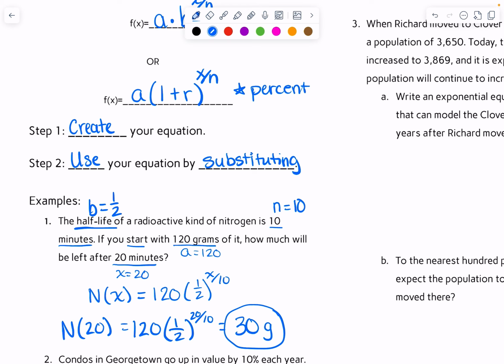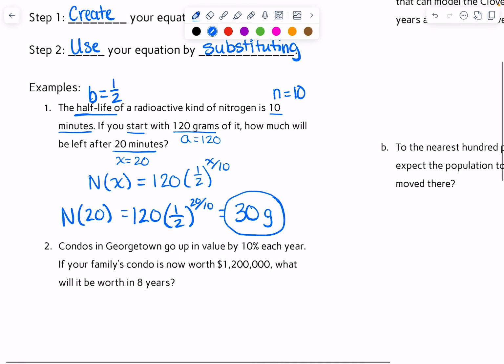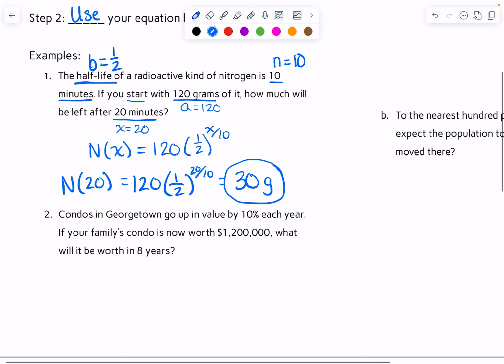Let's look at another example here. So condos in Georgetown, let's just say, I don't know that this is true, but let's just say condos in Georgetown go up in value by 10% each year. If your family's condo is now worth $1,200,000, what will it be worth in 8 years?